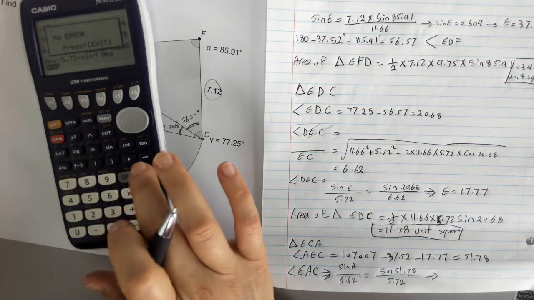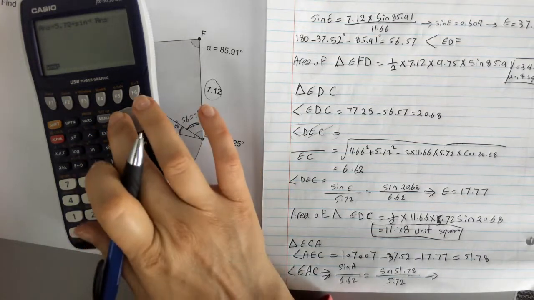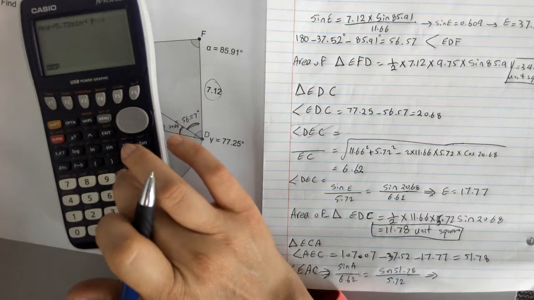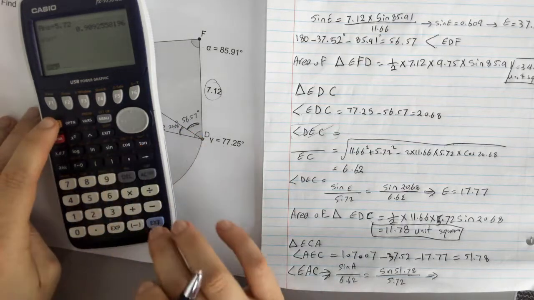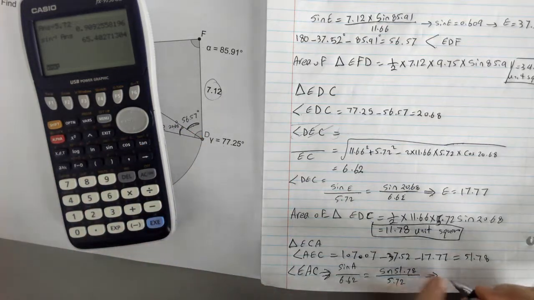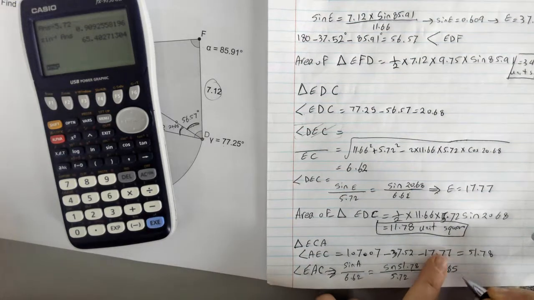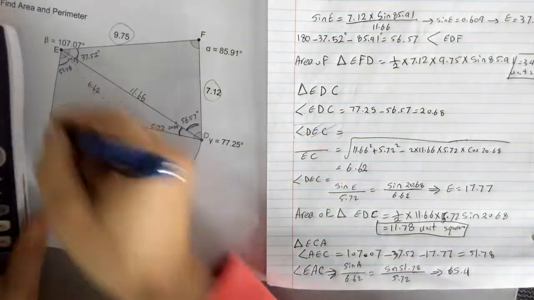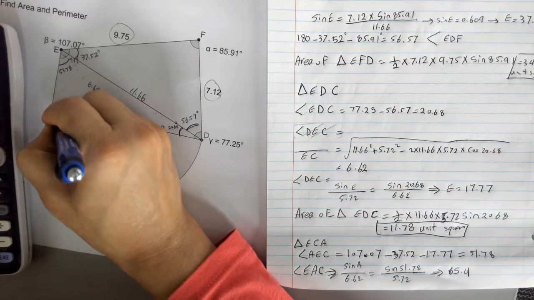I've made a mistake in here while I'm typing. 5.72, so I've got that. Now I'll do sine inverse to the answer, and I've got 65.4. I keep saying 55.4, so this one here is 65.4.